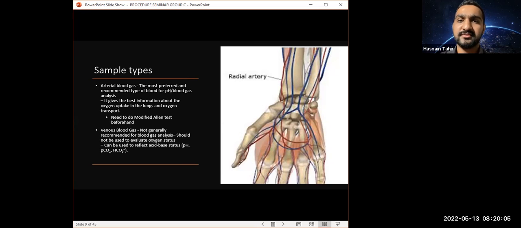Venous blood gas is not generally recommended, and it should not be used to evaluate oxygen status, but it can be used to reflect acid base status, such as pH and bicarbonate.